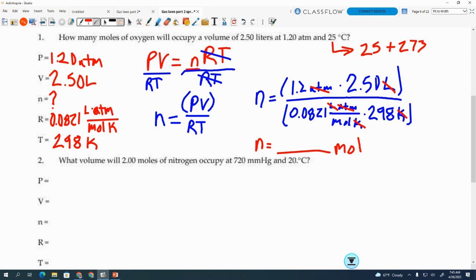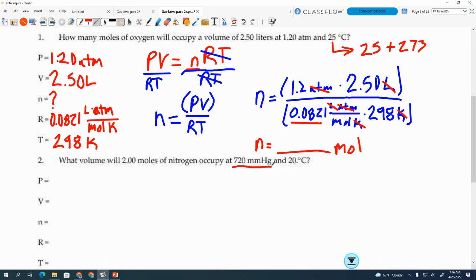So solving it that way gets you to your answer. Now, I'm going to stress the fact that I would much rather you always use this R constant rather than switching between the different R constants. For number 2, I'm only going to point out one thing: it gives us pressure in millimeters mercury. Well, for us to use this R constant, we have to get it to atmospheres.